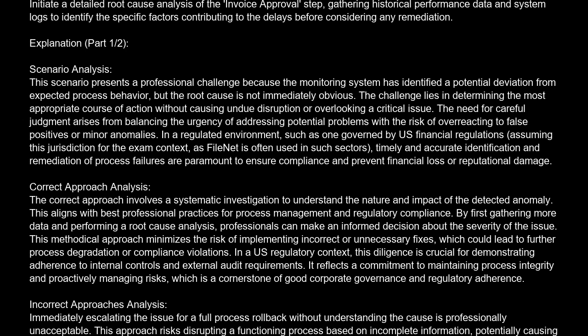Correct approach analysis. The correct approach involves a systematic investigation to understand the nature and impact of the detected anomaly. This aligns with best professional practices for process management and regulatory compliance.